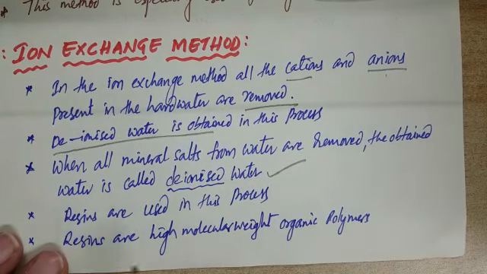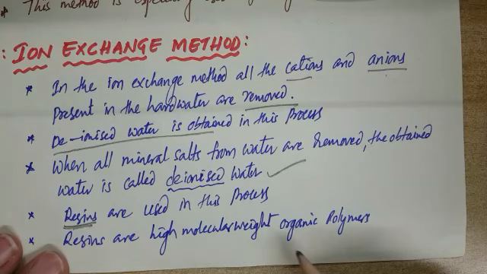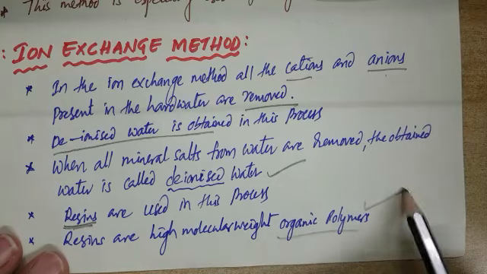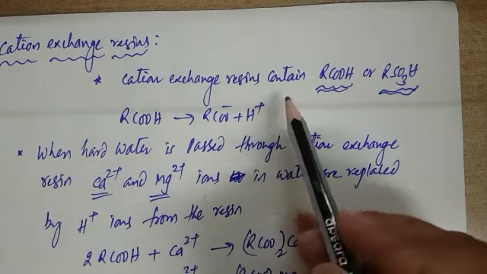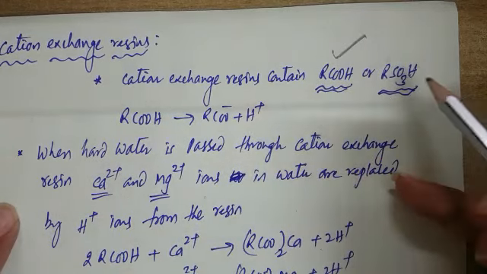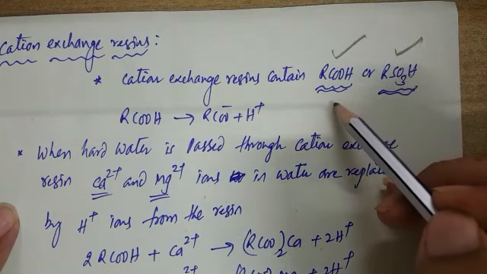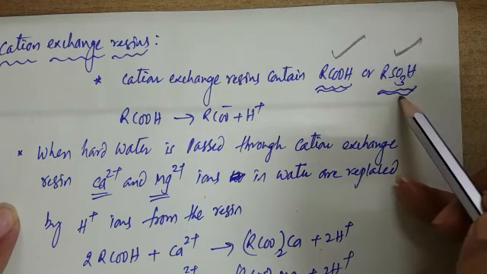In this process we are using resins. What are resins? Resins are organic substances, high molecular weight polymers. This is also an important bit. Now see the reactions we just discussed. Cation exchange resins contain RCOOH or RSO3H. RCOOH is carboxylic acid, and SO3H is sulfonic acid.